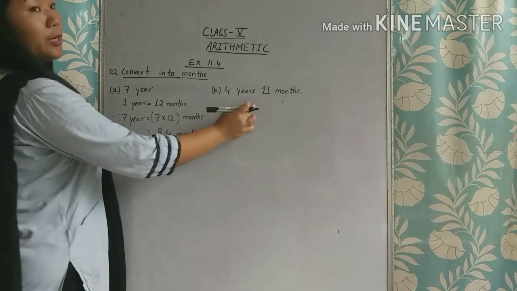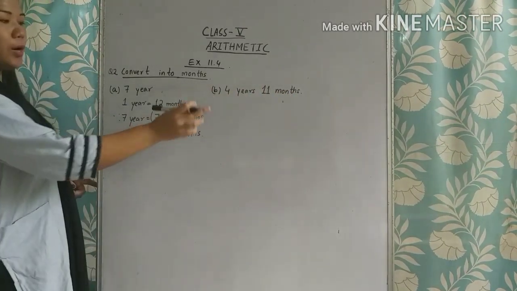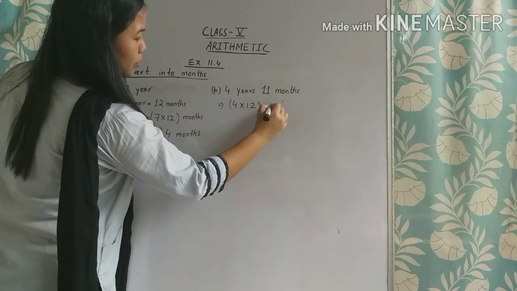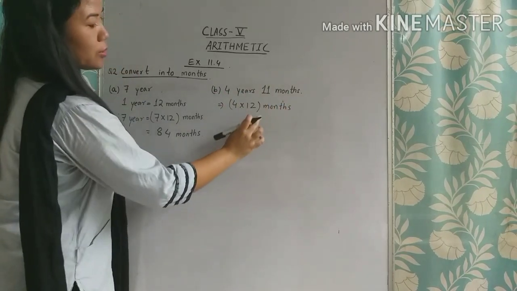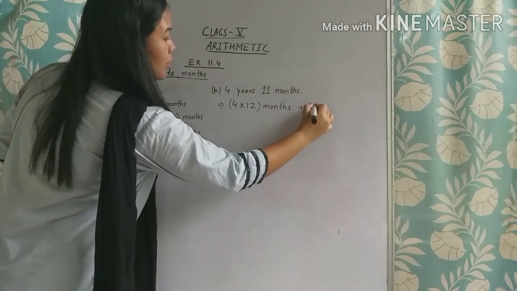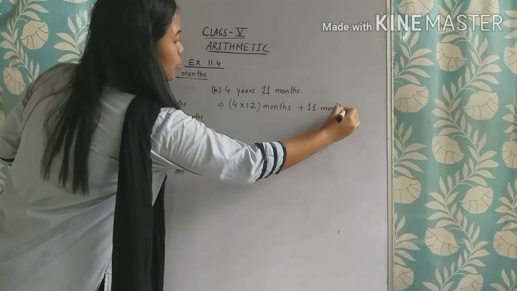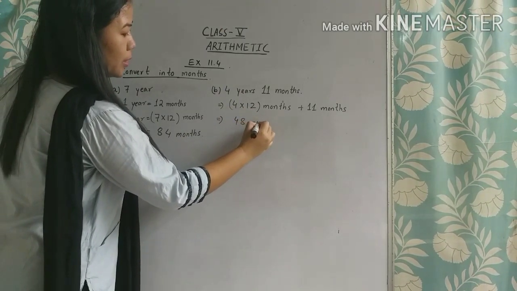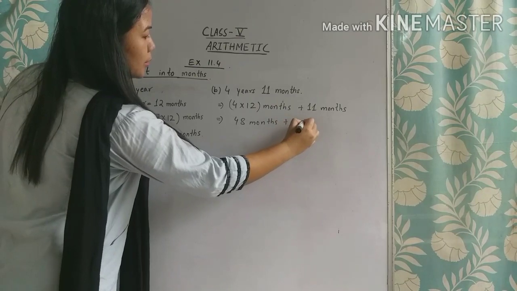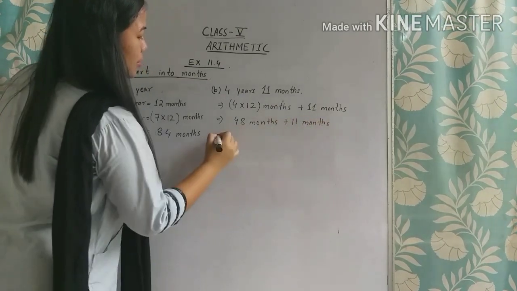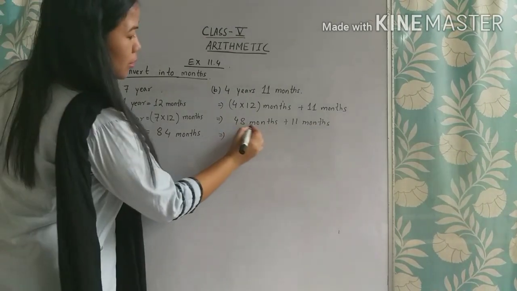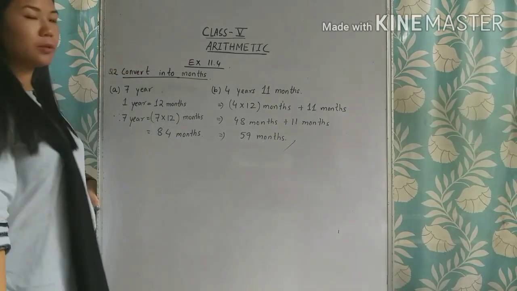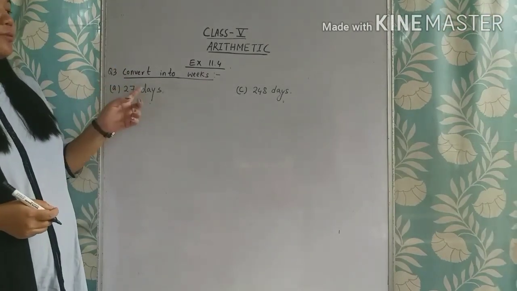Next, 4 years 11 months. We know that 1 year is equal to 12 months. So we will directly multiply with 12. We will convert these 4 years to months plus 11 months, which is already given in the question. 4 2s are 8, 4 1s are 4, 48 months plus 11 months. So 59 months. Clear?